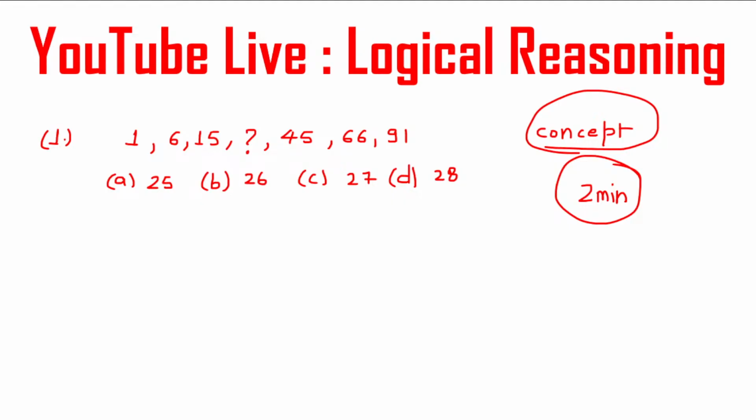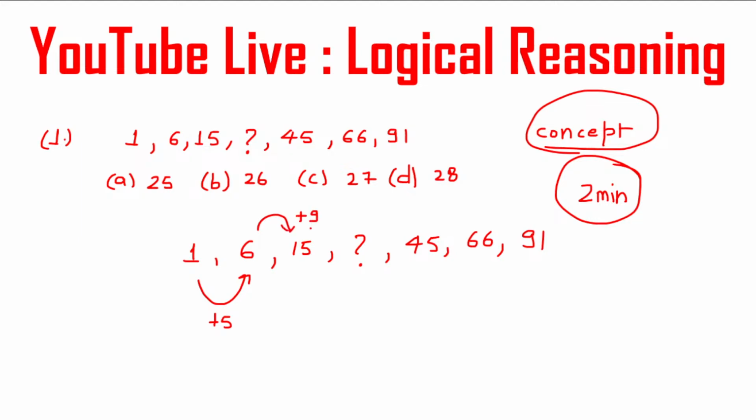I hope you might have figured out the answer. As you can see, there is a particular pattern in these questions. For example, we have 1, then 6, then 15, then a question mark, then 45, then 66, and then 91. If you notice, when you jump from 1 to 6, there's a difference of 5. Similarly, between 6 and 15, there is a difference of 9.